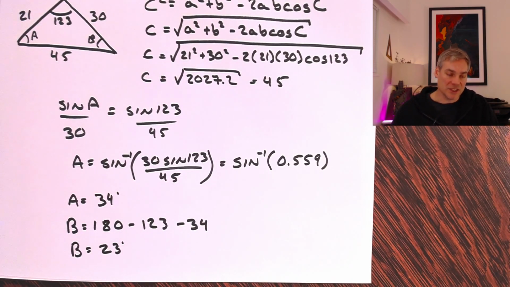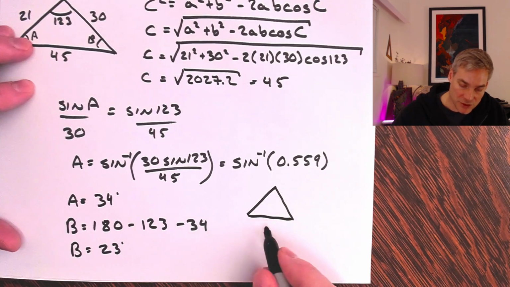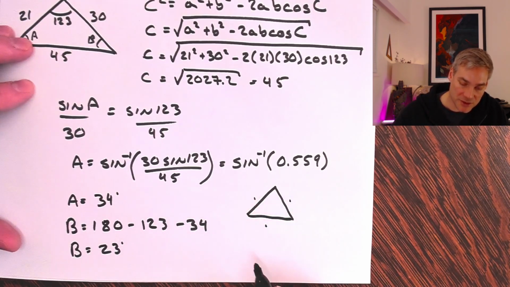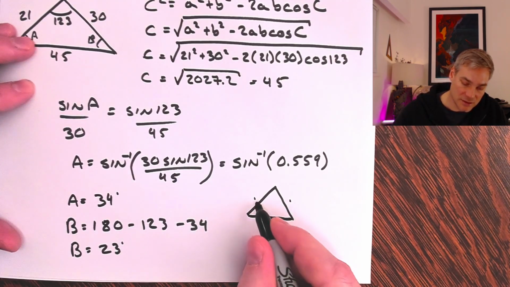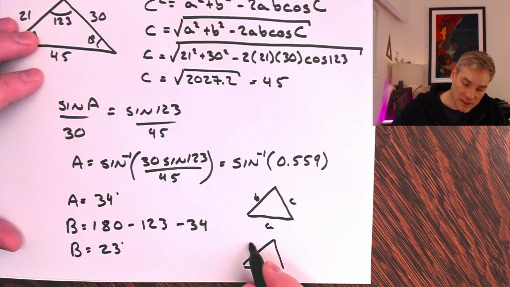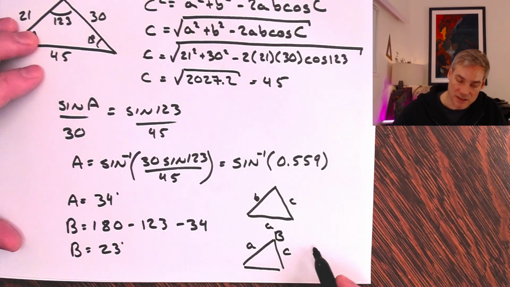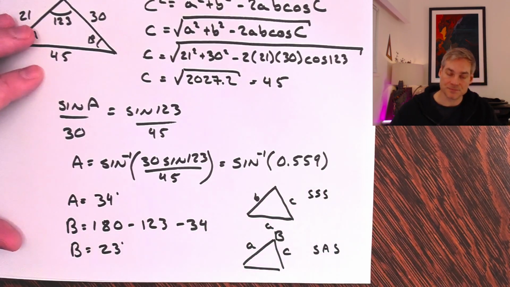So when using the cosine law, there's a side-side-side triangle, where you know the three sides and no angles. So you have A, B, and C, but you don't know any angles. Or you have something like side A and side C and angle B. So this is a side angle side, and you could also have a side. Cool.